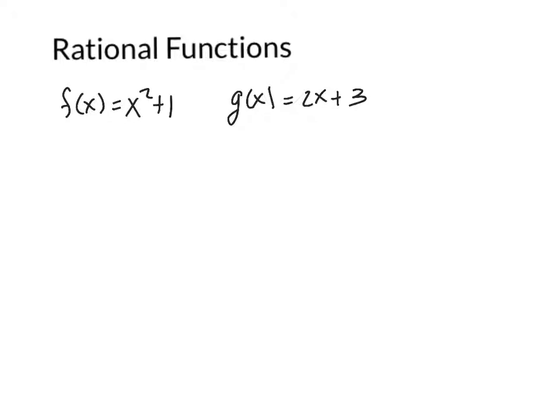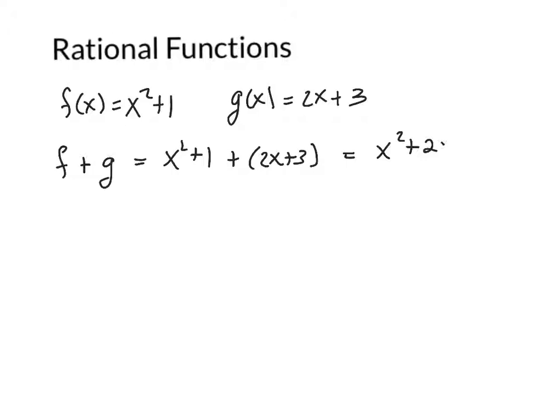Okay. So I have two polynomials here, and if I want to combine them, there's a couple things that I could do. I could take my function f and I could add it to my function g. So I could add these two together. So I'd get x squared plus 1 plus 2x plus 3, which is x squared plus 2x plus 4. Okay, so if I added these two polynomials together, it turns out that I get another polynomial function. So I didn't get anything new.